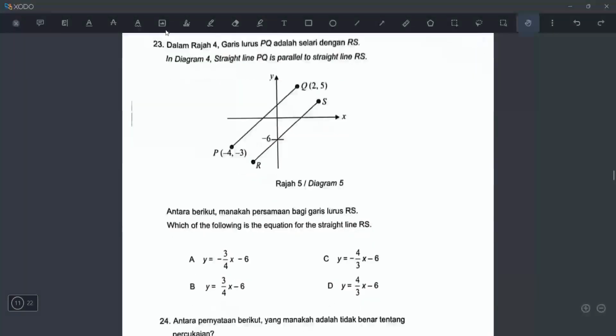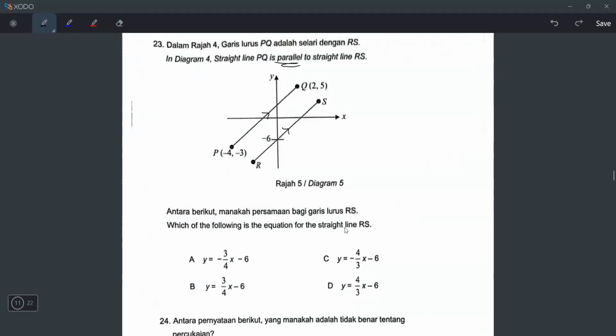Okay, 23. Let's go to 23. In diagram 4, straight line PQ is parallel to RS. So let's label it arrow, arrow. This arrow means that the gradient is the same. This is a very easy question. This is also under the Form 3 chapter, straight line. Okay, let's do it. They say parallel means gradient same.